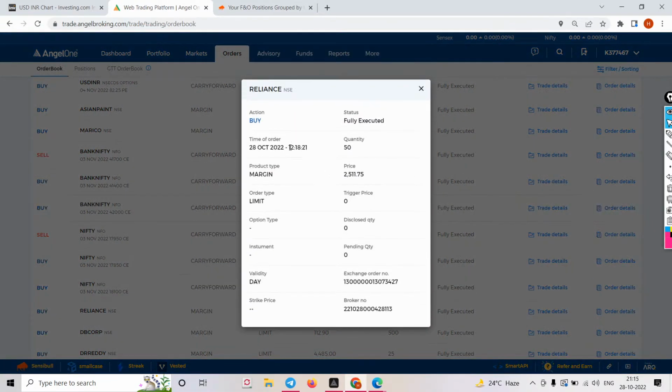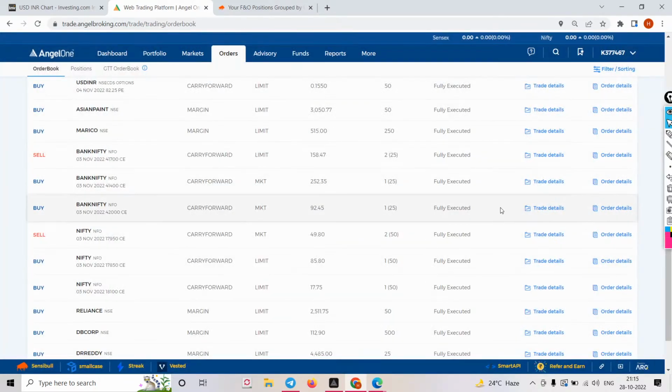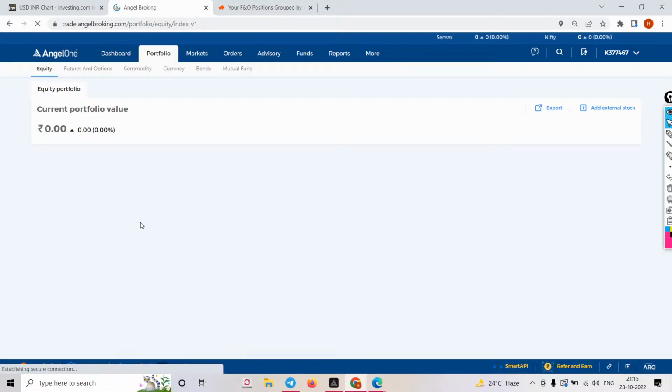I bought Reliance at almost 12 o'clock. Within 3 hours, I got 3.5%. If required, I could have exited the trade also, but I'm still holding. Now let me take you back to the portfolio.